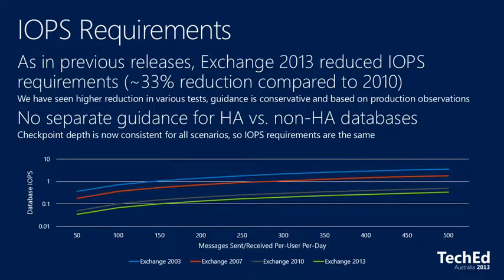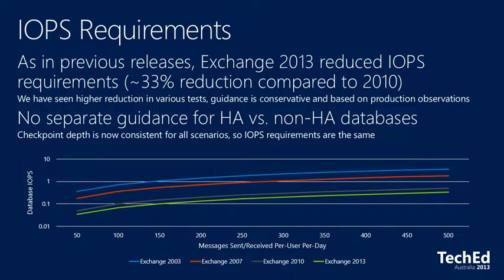Now, IOPS requirements. So obviously, as in previous versions of Exchange, we have reduced our IOPS again. So generally, overall, it's about a 33% reduction, and that reduction affects all instances of ESE. So that would be all of your mailbox databases, and your transport queues will benefit from it as well. Now, we say about 33% compared to 2010, but that is the overall footprint. So that also includes things like content indexing and so forth.